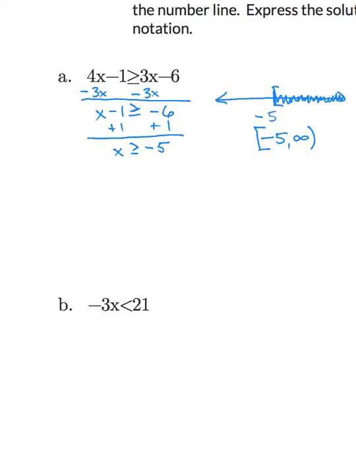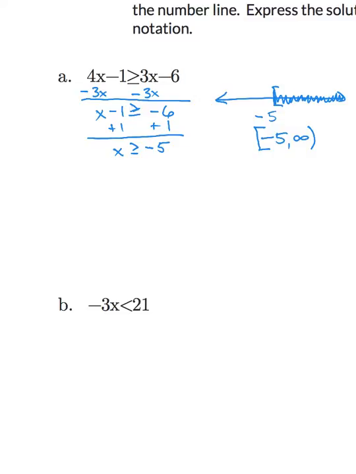Now, as far as checking your solution, for our check step, I'm going to assume that you solved this correctly and that negative 5 is your critical number. So pick a number that satisfies our final inequality that we came up with. What is a number that is larger than negative 5? There's a lot of them to choose from. I'm going to go with 0. Is 0 greater than negative 5?